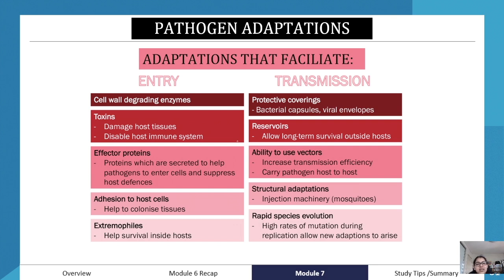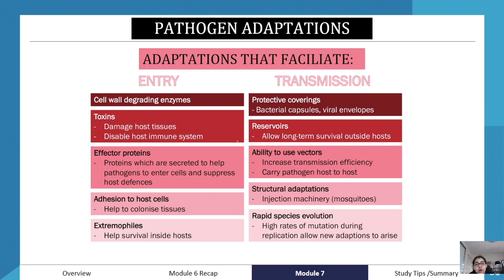So let's now start thinking about how adaptations are occurring in the host, and more specifically in both the host cells and the pathogens that facilitate entry and transmission. So entry first: there are cell wall degrading enzymes that the pathogen will have that are able to degrade the cytoplasmic membrane of the host cell.